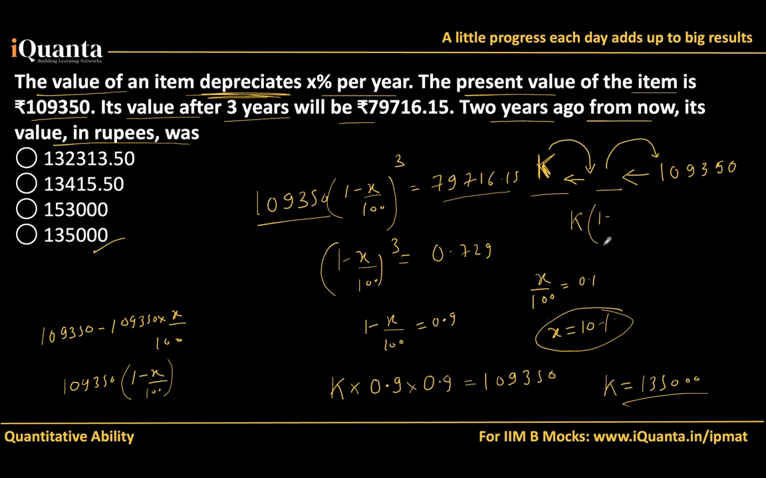So that's it. We see that yes, the value earlier is 135000. After two depreciations, it would have become this. So a calculative question, but doable.